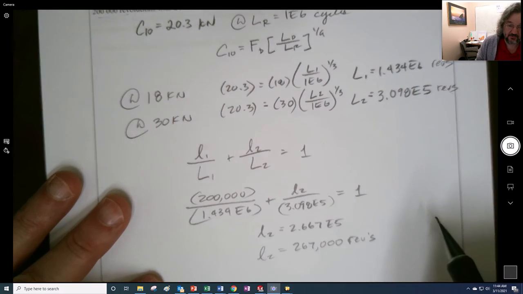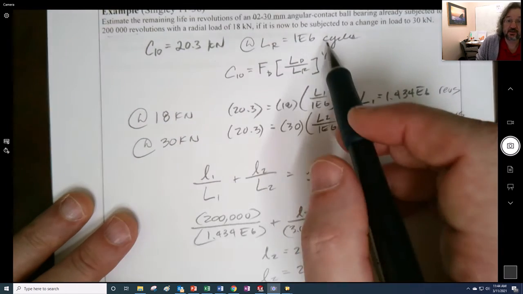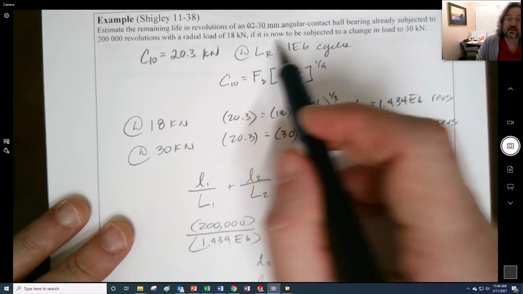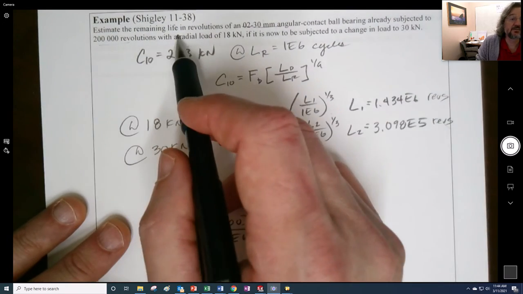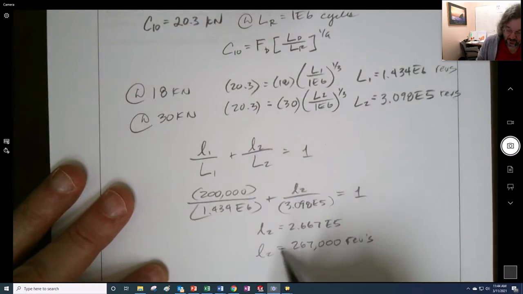We'll call them revs, because they call them revolutions. The problem says estimate the remaining life in revolutions, so we call them revolutions.